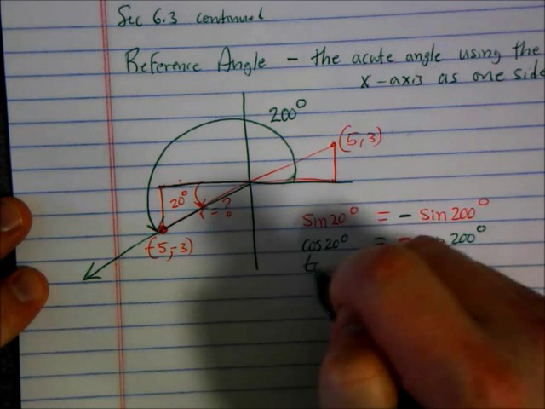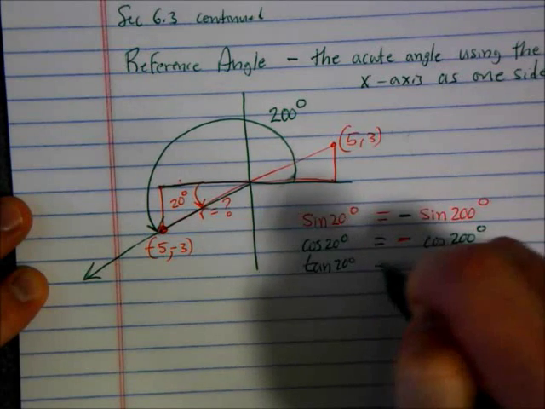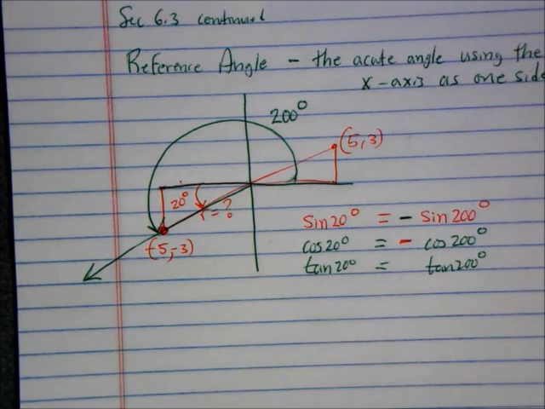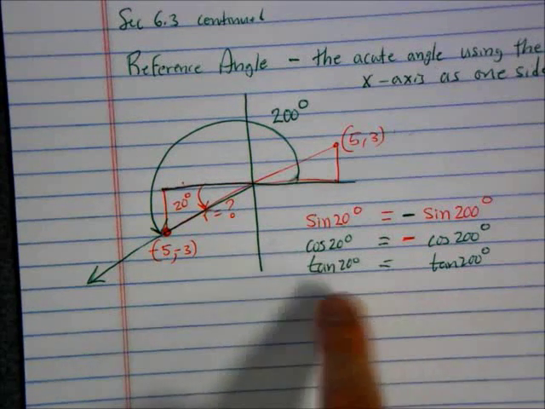How about tangent of 20 degrees? How is it going to relate to tangent of 200 degrees? They're both positive. So they're exactly the same. I don't need a little minus sign there.